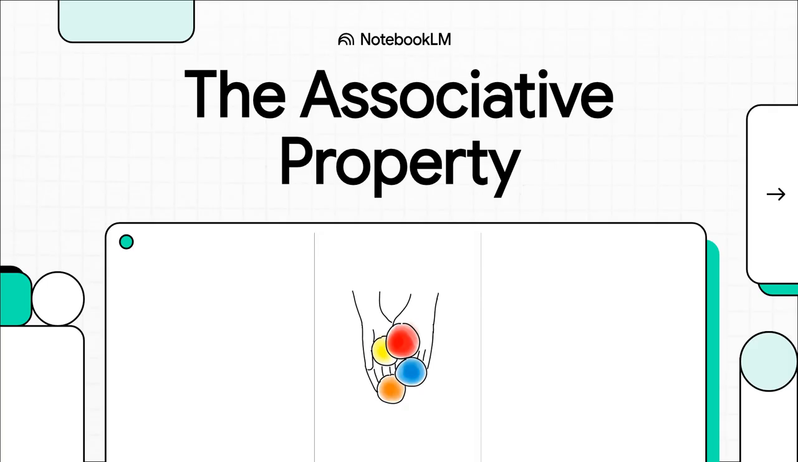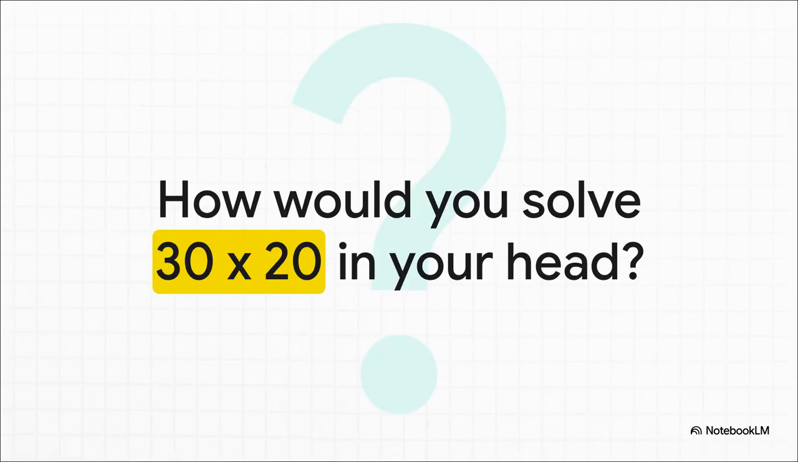So today, we're going to talk about this hidden rule of math, one you've probably used a million times without even thinking about it. All right, let's kick things off with a little mental challenge. How would you, right now, in your head, solve 30 times 20?